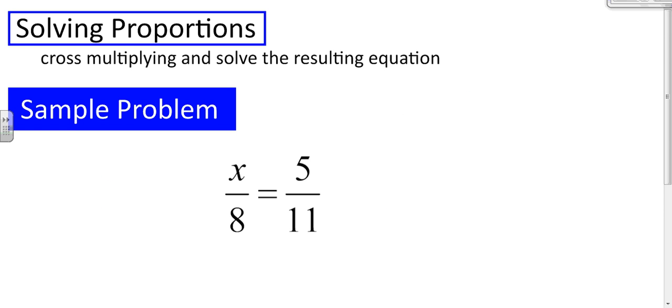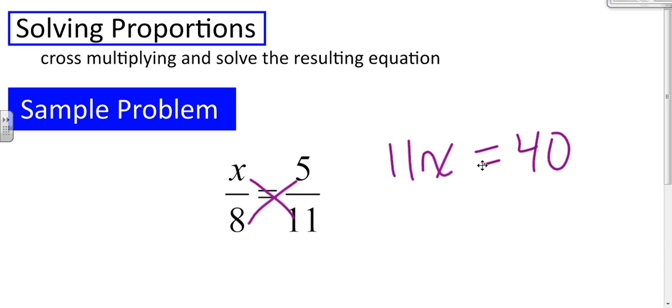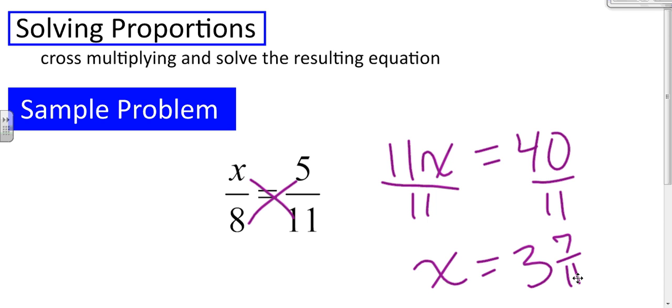We saw the way we solve proportions. If I have a proportion like x over 8 equals 5 over 11, I'm going to cross multiply and then solve the resulting equation. By that I mean I'm going to multiply 11 times x, which is 11x. 8 times 5 is 40. Then I need to solve this one-step equation. Divide both sides by the coefficient, and x is equal to 3 and 7/11ths, or you could just leave it as 40/11ths. Either way is fine.